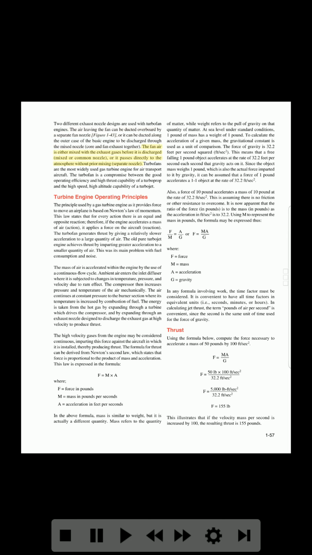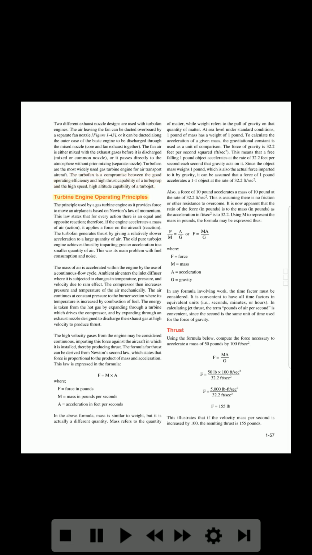The fan air is either mixed with the exhaust gases before it is discharged (mixed or common nozzle), or it passes directly to the atmosphere without prior mixing (separate nozzle). Turbofans are the most widely used gas turbine engine for air transport aircraft. The turbofan is a compromise between the good operating efficiency and high thrust capability of a turboprop and the high speed, high altitude capability of a turbojet.